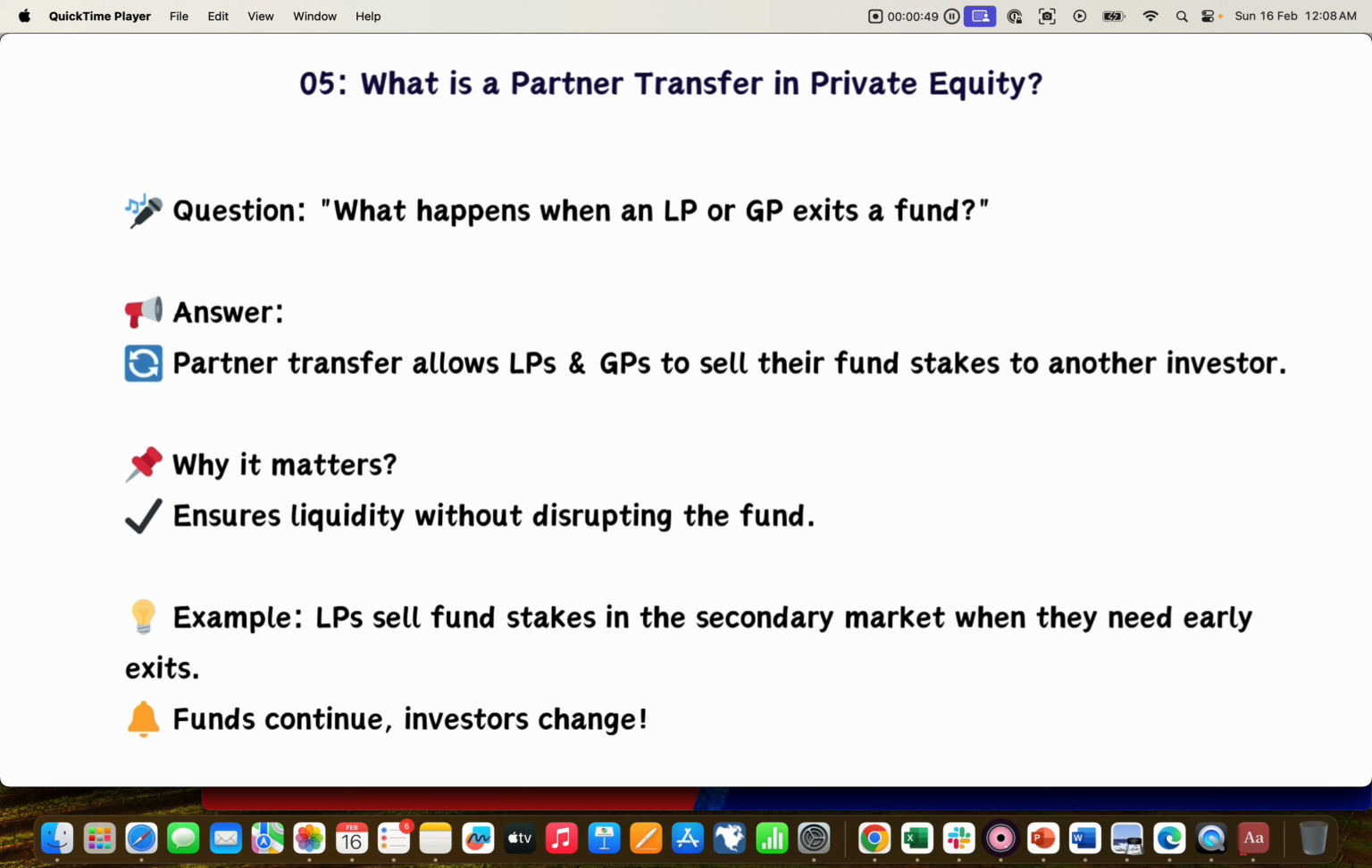So how does it transfer? The partner transfer allows both the LP and GP to sell their fund stake to another investor. Why does it matter? It ensures liquidity without disturbing the fund. For example, an LP sells their fund stake in the secondary market when they need an early exit. The fund continues and the investor changes.